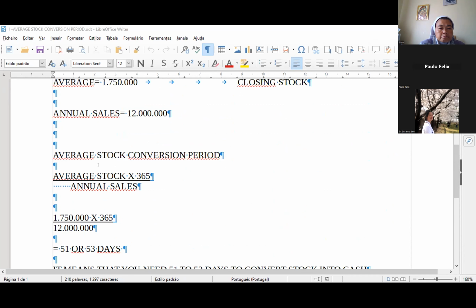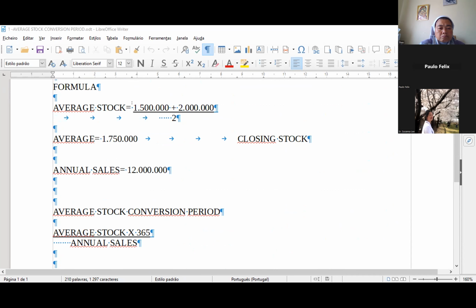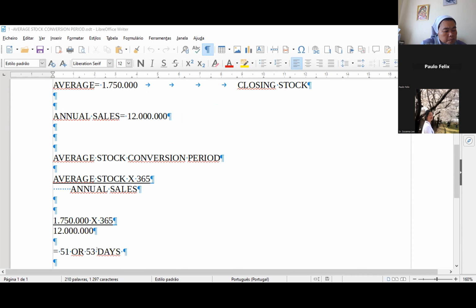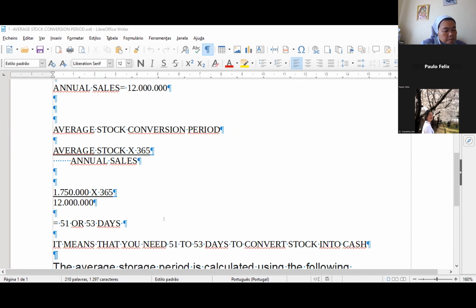So the important formula: first, take the closing balance and the beginning balance of the new year, then divide by 2, so you get the total average. Then you multiply this average by 365 days, and divide by annual sales. So then you will get the days it takes to convert into cash.